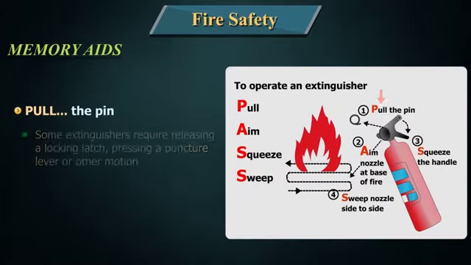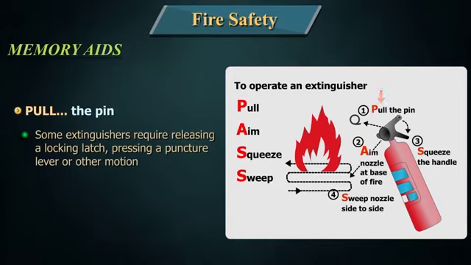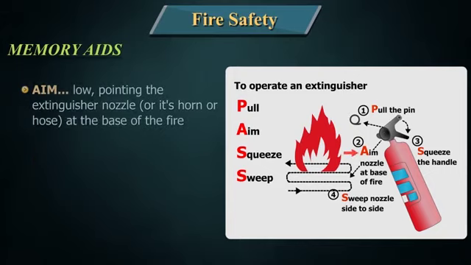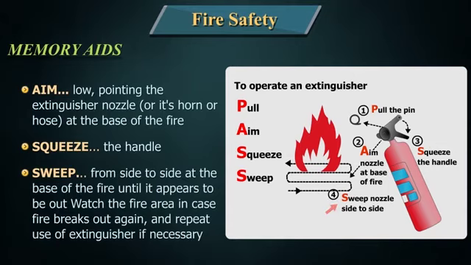Pull the pin. Some extinguishers require releasing a locking latch, pressing a puncture lever, or other motion. Aim low, pointing the extinguisher nozzle or its horn or hose at the base of the fire. Squeeze the handle. This releases the extinguishing agent. Sweep from side to side at the base of the fire until it appears to be out. Watch the fire area in case fire breaks out again and repeat the use of the extinguisher if necessary.